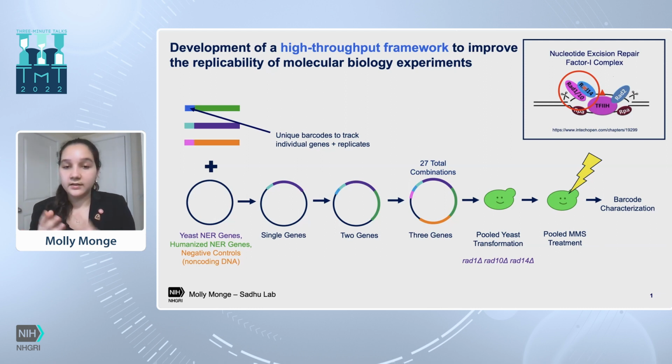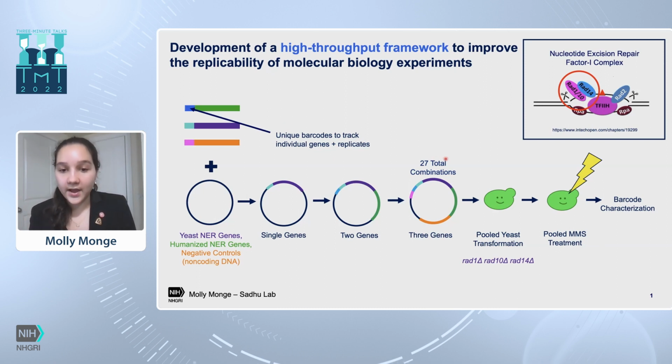Using this complex of proteins, we will generate plasmids that contain all possible combinations of the NER genes, those being the yeast and human homologs, as well as non-coding DNA that serves as a negative control or a knockout. Each of these genes will be tagged with a unique set of barcodes that allows us to track them throughout the experiment and to generate many experimental replicates.